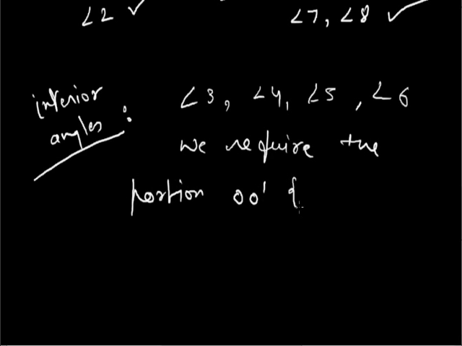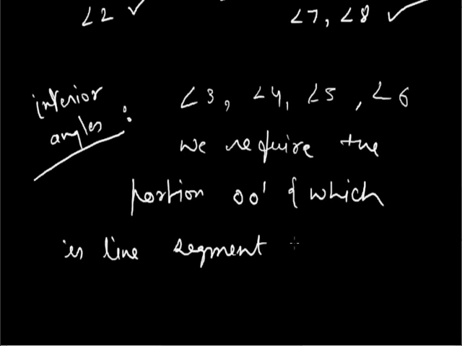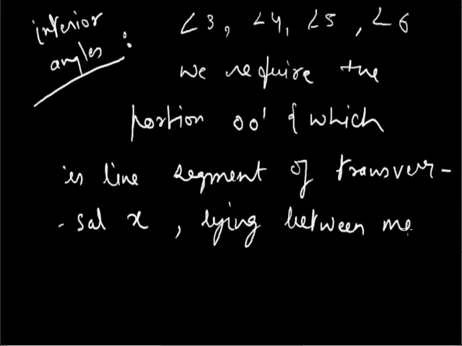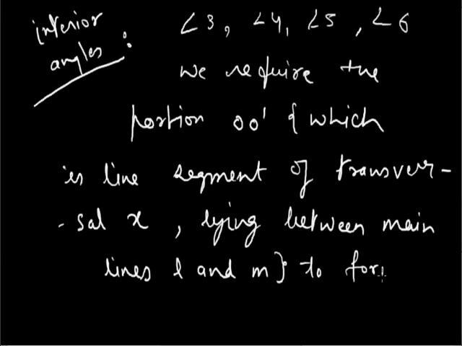OO dash, which is the line segment of transversal X lying between main lines L and M, to form one of their arms. That's why they are interior angles.